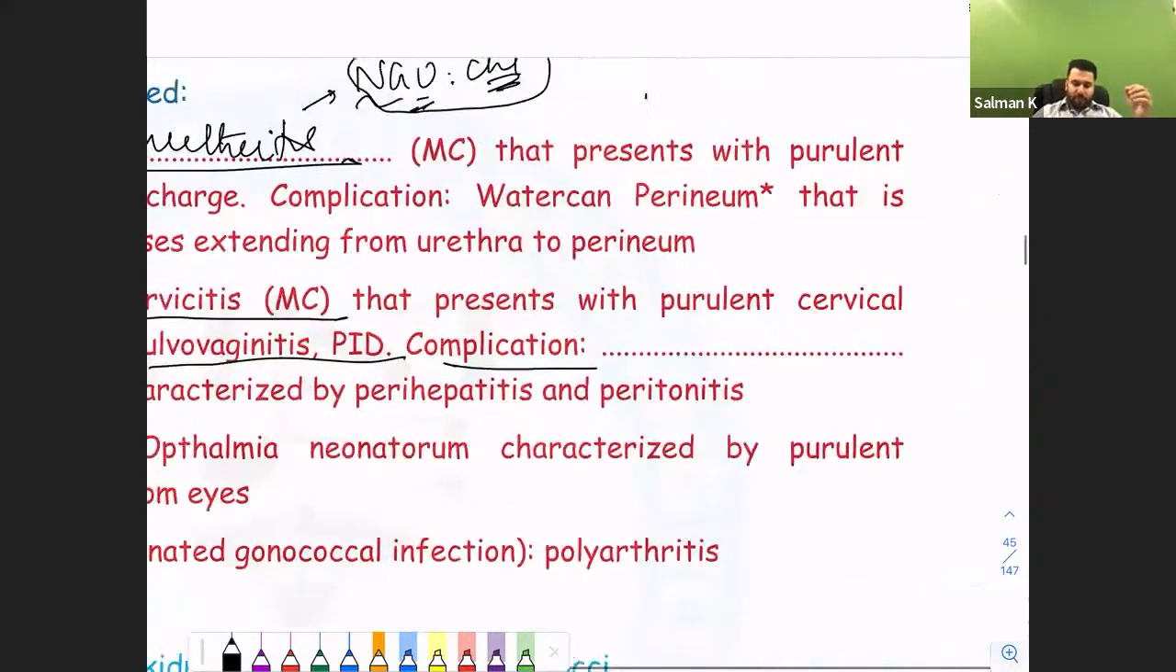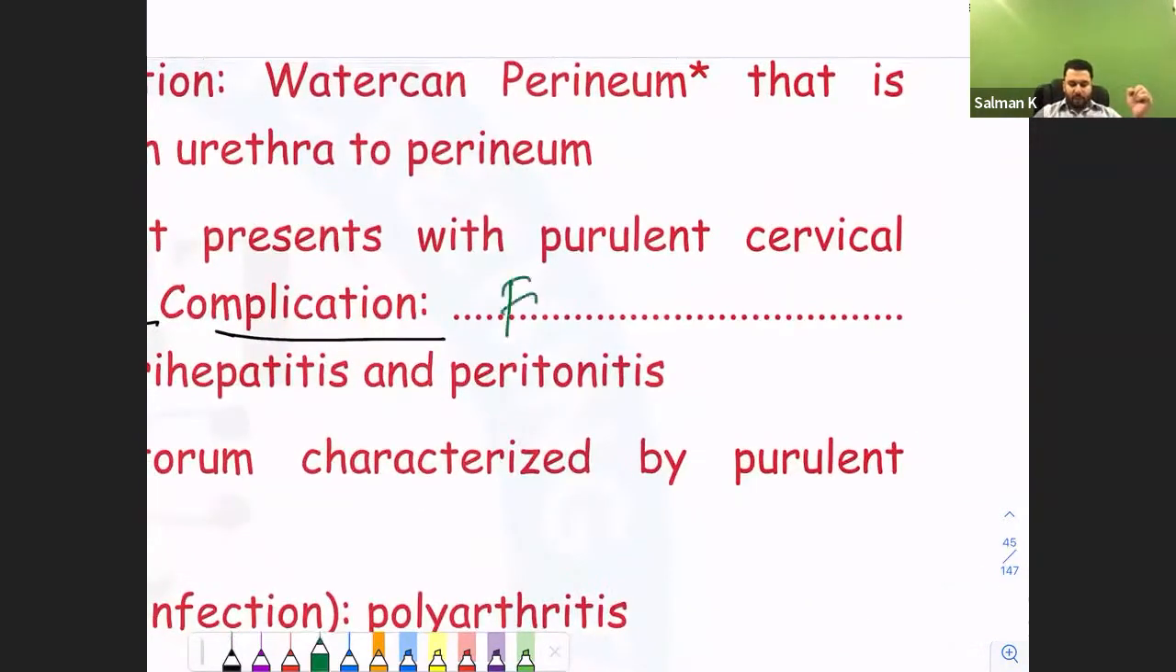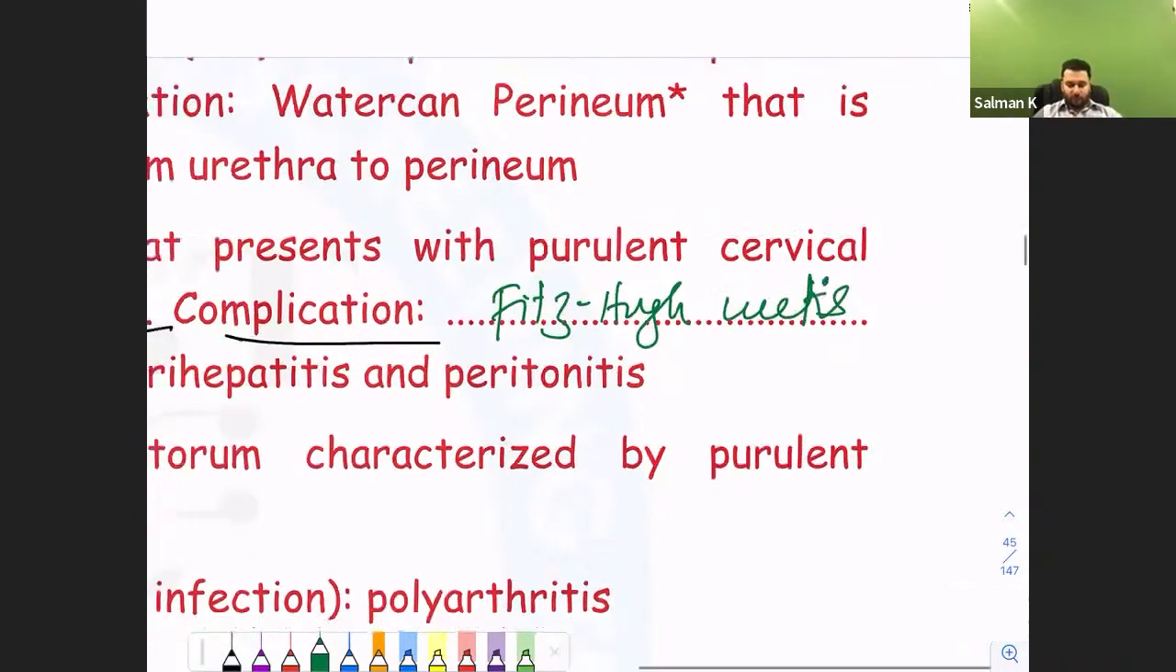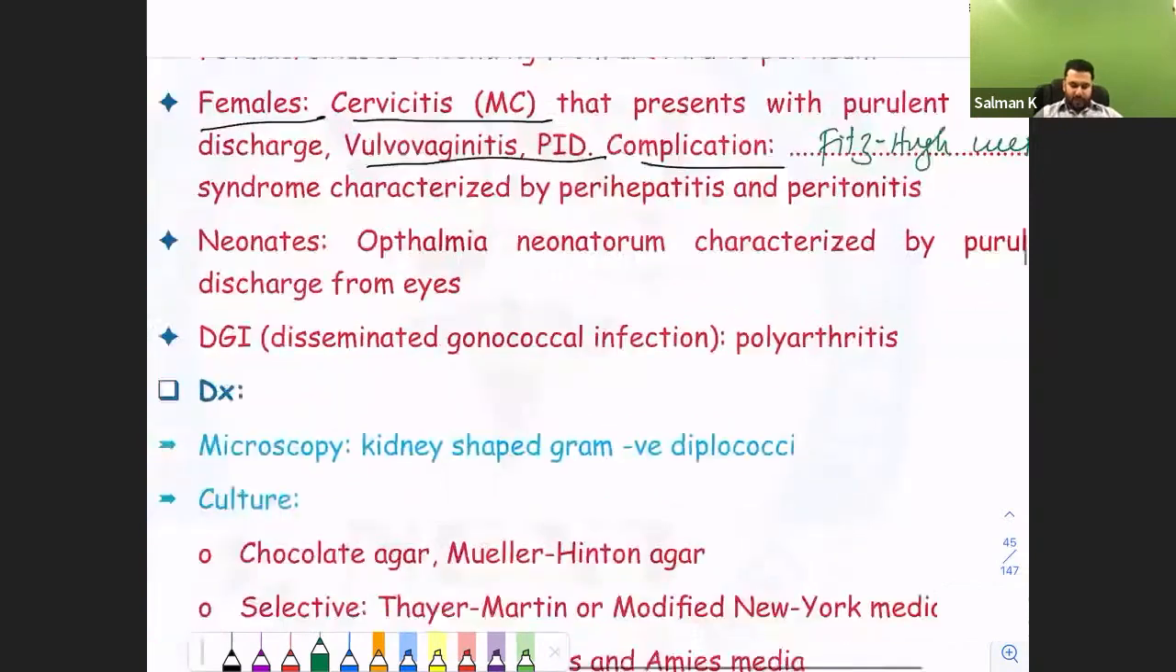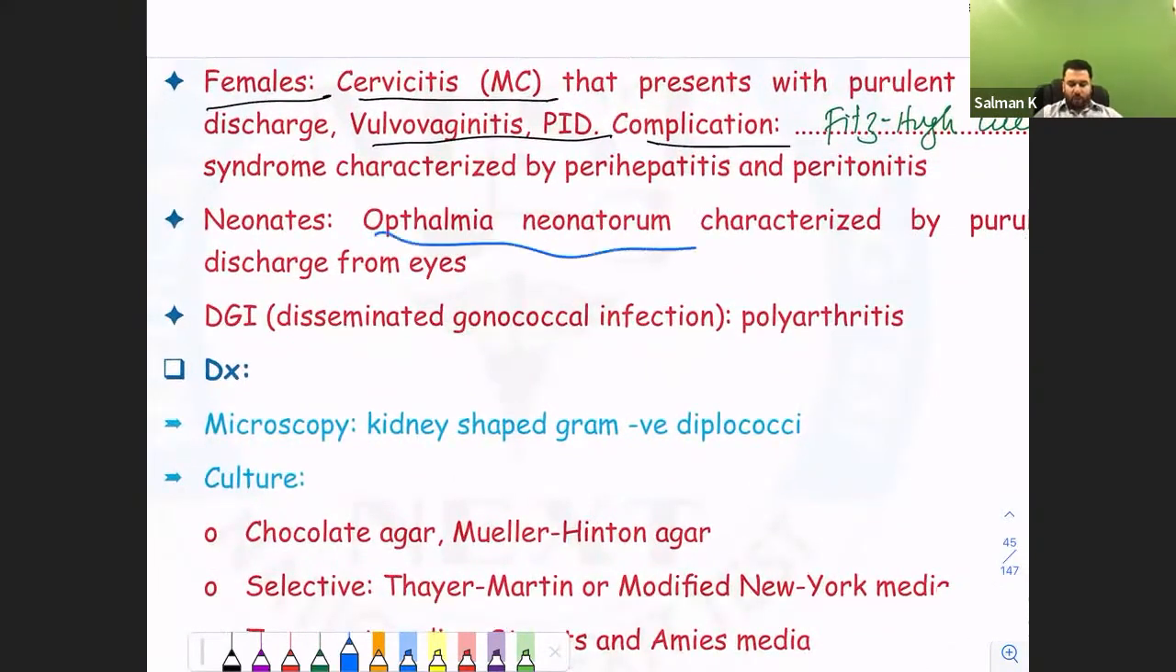I'm sure you remember this violin string complication we had learned, Fitz-Hugh-Curtis syndrome. Okay, Fitz-Hugh-Curtis syndrome. This is the thing that you need to know, which is the complication in the females. And in the babies, ophthalmia neonatorum. Okay, ophthalmia neonatorum. This is the thing happening in the neonates, hence the name neonatorum. It's a conjunctivitis that is manifested as a discharge through the eyes.